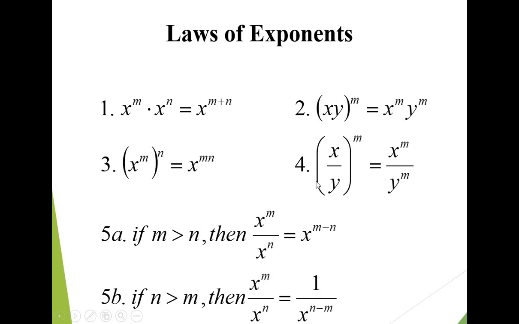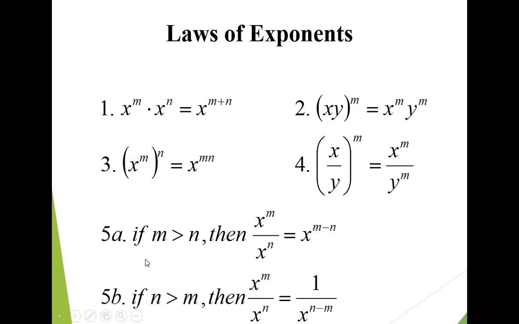Law number 4. You have x divided by y, all raised to the power of m. Then this is equal to x to the m, all divided by y to the m. And it's similar to law number 3. You're just taking the power outside of the bracket to multiply the power of the numerator. That gives you x to the m. And you take the power outside of the bracket to multiply the power of the denominator. That's the same thing.